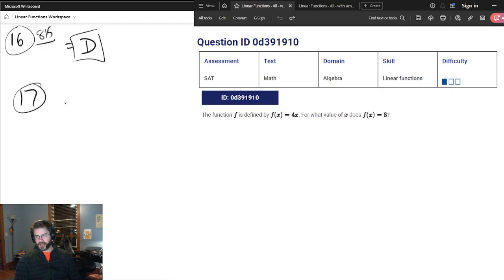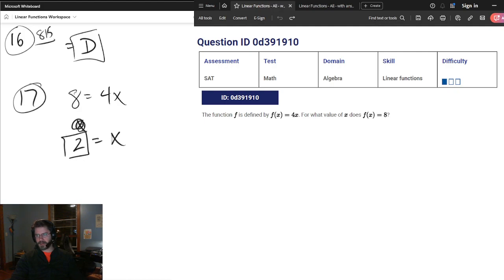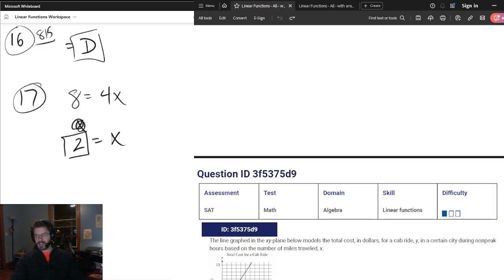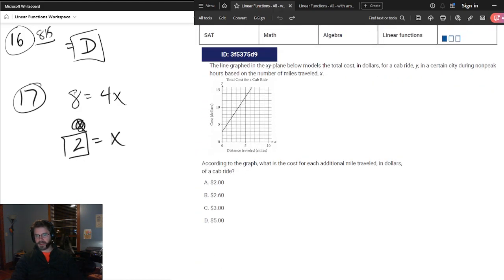We got a function again, f of x equals 4x. What value of x does it equal 8? This time they give you a y value, so we say 8 equals 4x. Divide that over, and we get 2 equals x. So it's a number input problem. Ranked easy difficulty, so not too bad there.